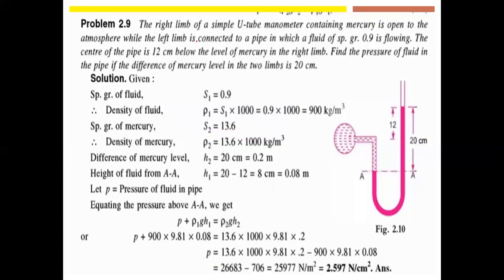the right limb of a U-tube manometer contains mercury. So here you are getting the right limb.